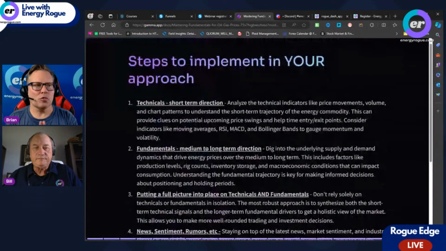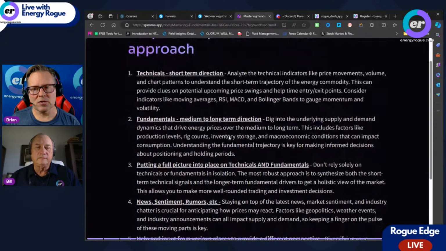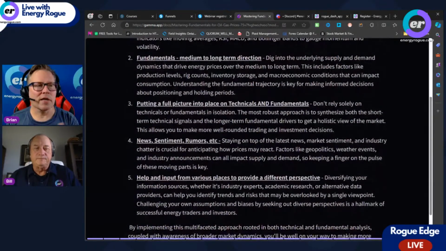Now, what do you do to implement this approach? You should evaluate technicals to look at your short-term direction. Fundamentals will give you the medium to long-term direction. Then put this into a full picture where you combine the technicals and fundamentals. And then you look at news, sentiment, rumors to see what might be happening.